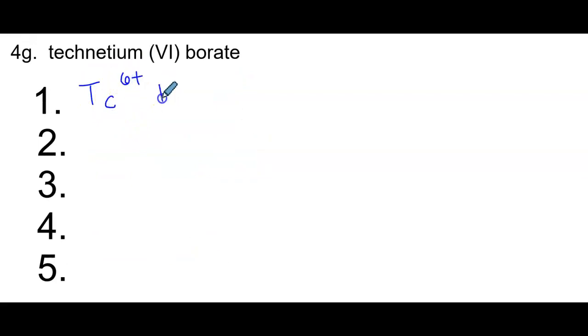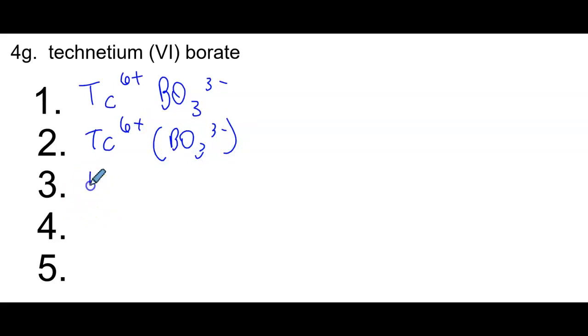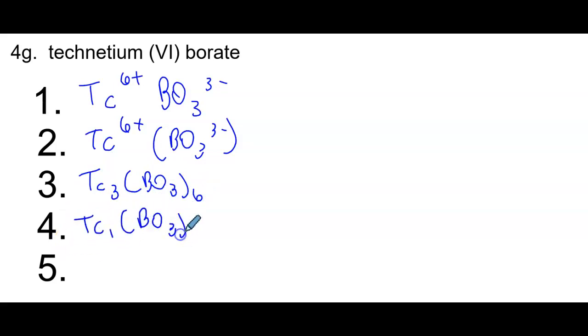Tc 6 plus, BO3, 3 minus. Remember Vi is 6, 5 plus 1 is 6. So Tc 6 plus, need parentheses around that because it's polyatomic. Bring my numbers down. Reduce. 3 can go into both. Usually 1 can go into both if it's reducible. That's my final answer.